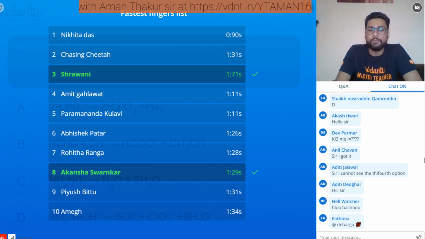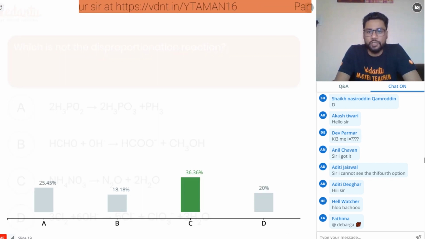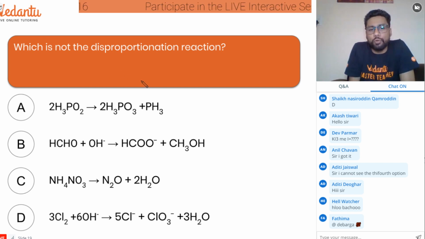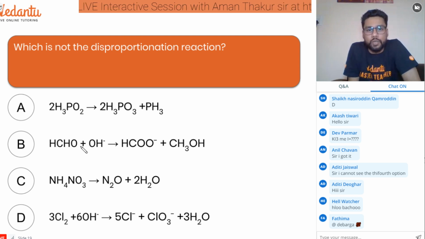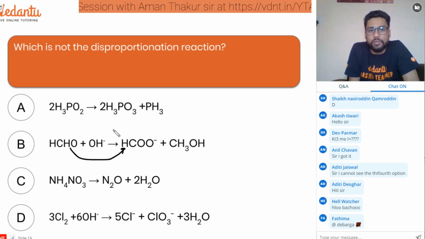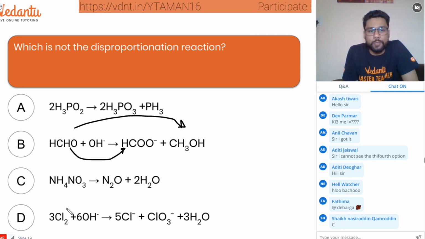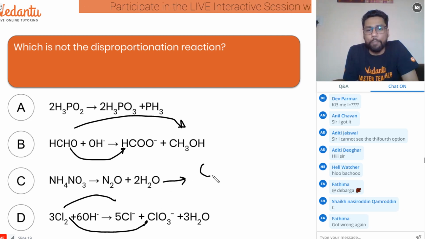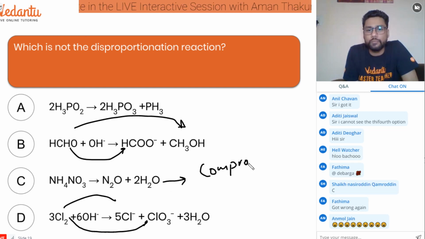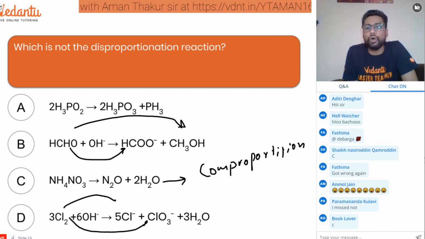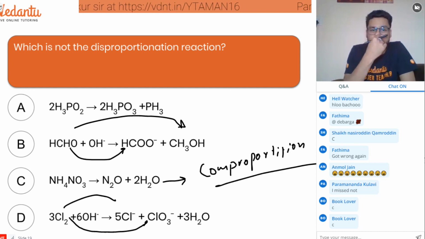Only two again, but the percentage has increased a bit, 36.36%. See, the first is disproportionation. The second is also disproportionation. This is oxidation, and this is reduction. This is also disproportionation, same element. This is comproportionation, the opposite of disproportionation.